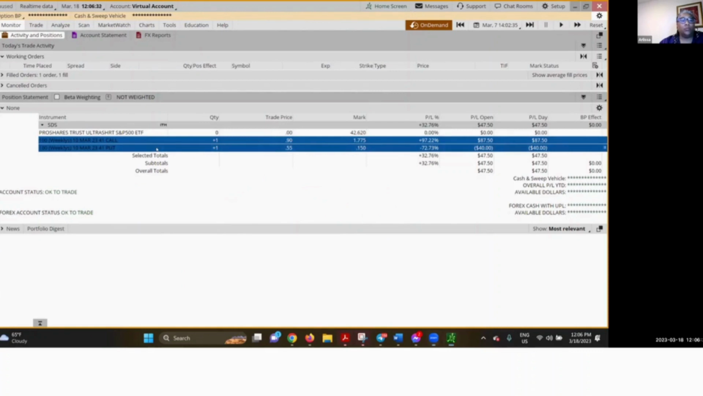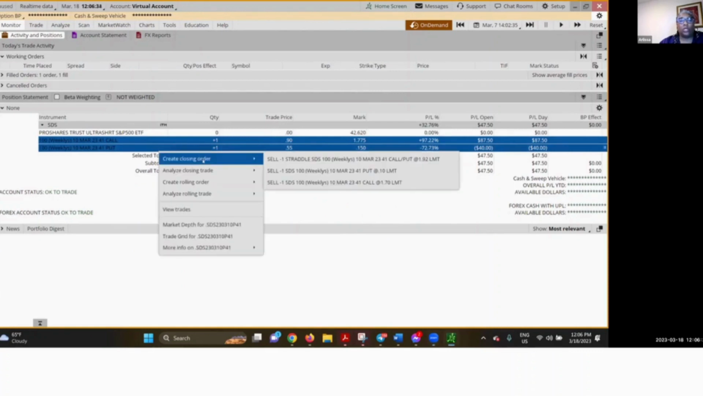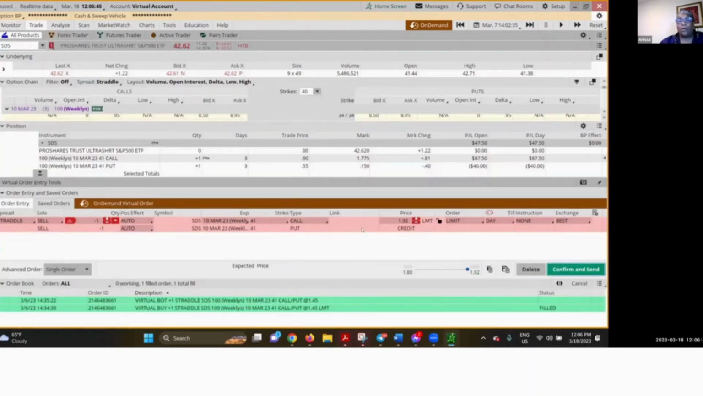Both of these, right click gives you create a closing order, sell your straddle for 192. Sell your straddle at 192 right here. Okay, I'm clicking it. Now it's red because we're selling. We're selling it back. We bought to open. Now we're selling to close. 192 credit is what we should take in.